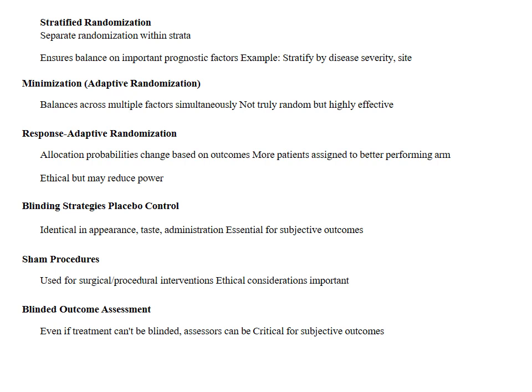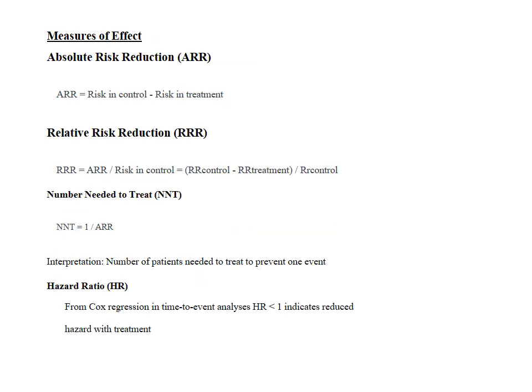power. Blinding strategy: placebo control, identical in appearance, taste, and administration, essential for subjective outcomes. Sham procedures are used for surgical or procedural interventions. Ethical consideration is important in sham procedures. Blinded outcome assessment: even if treatment cannot be blinded, assessors can be, which is critical for subjective outcomes. What are the measures of effect?